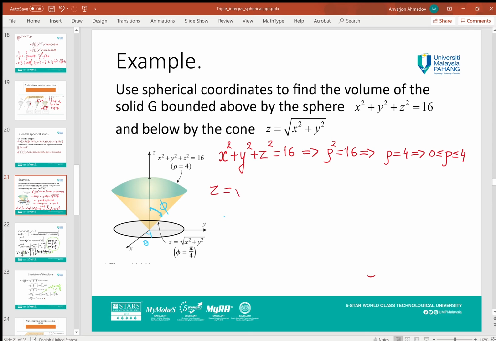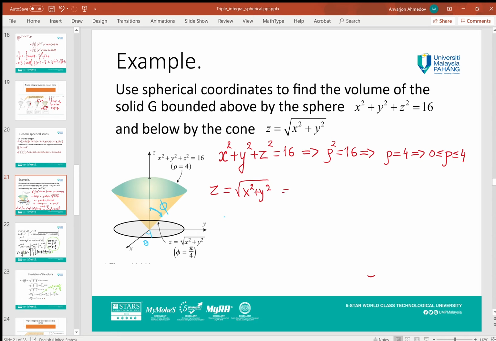So that means rho is changing from 0 to 4, because when the point falls on the origin, rho will be 0. When the point falls on the surface, rho will be 4. So rho will be changing from 0 to 4.